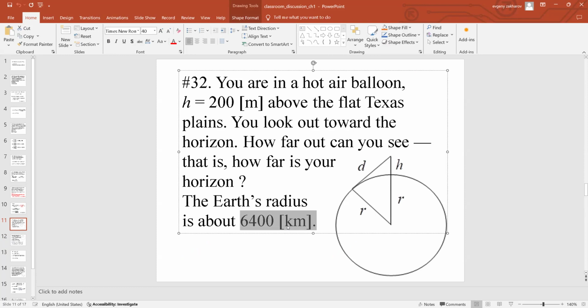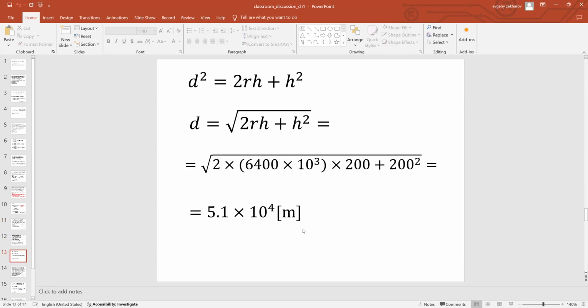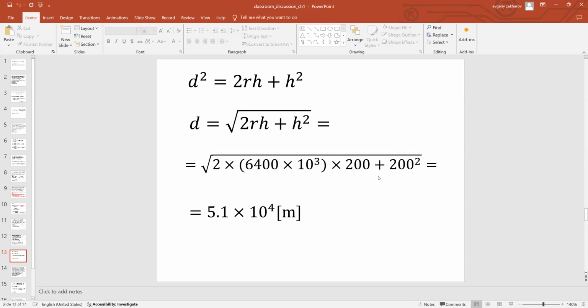Kilo means 1,000. So we got 6,400,000 meters. Or instead of kilo, you say 10 to the power of 3. That's what the prefix means. So either you say 6,400,000 or you say 6,400 times 10 to the power of 3 to get rid of kilo.